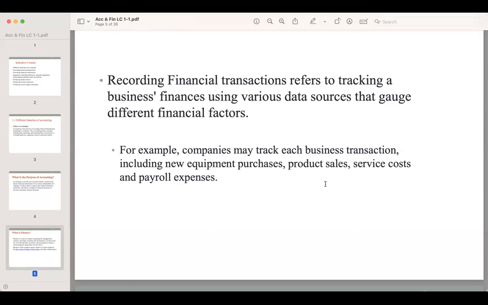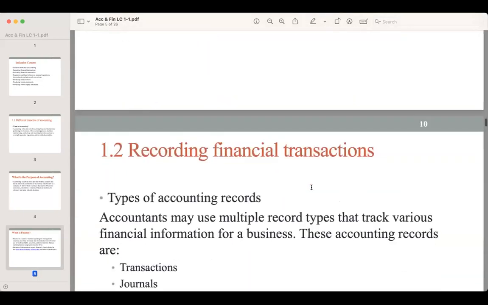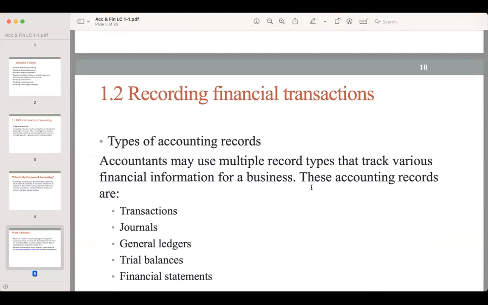Any question? Anyone is there? Please let me know if you have any questions or if you can't see my screen or if any issue with voice. Okay, so next one is recording financial transactions.